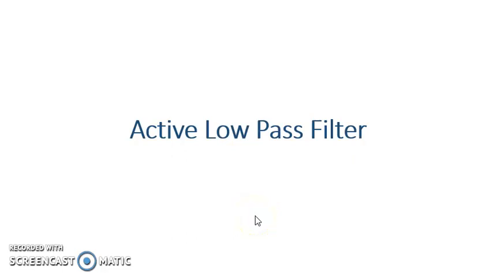Bismillahirrahmanirrahim. This is lab number 7 as per lab manual, and it is about active low pass filter. We are already done with passive filters. Passive filters make use of passive components, that is resistor, capacitor and inductor. In case of active filters, at least one active device or active component is also present apart from RLC. So we are going to discuss today active low pass filter, and the active device that we will be taking into account will be op amp.